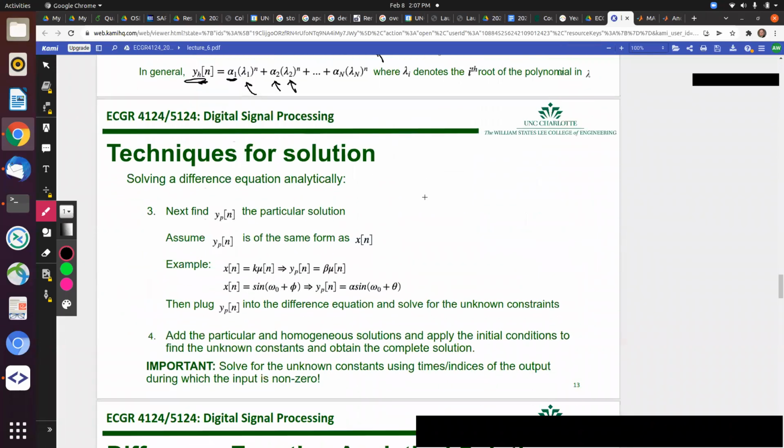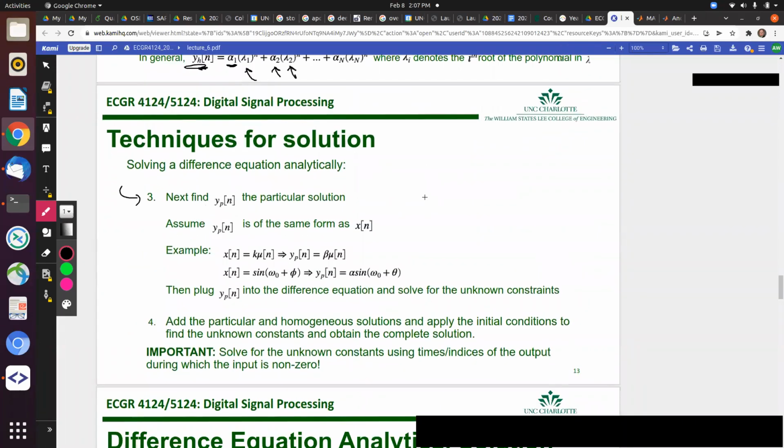Then we have to get the particular solution. The process is that we assume the output is of the same form as the input. Here's an example. If the input were a step function, so x of n were k times u of n, the particular solution would have the form beta times u of n, some different constant times the input function. If x of n was a sine with frequency omega 0 and phase phi, the particular solution has a sine with unknown magnitude and different unknown phase, same frequency.